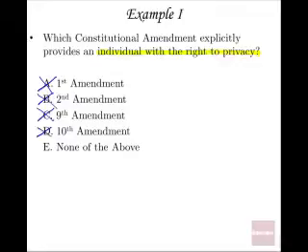And so the answer here is none of the above. There is no explicit right to privacy. Again, there is an implicit right to privacy, maybe under the 9th Amendment and maybe under the 3rd Amendment, but there is no explicit text in the Constitution that gives an individual the right to privacy. It's just simply not there.